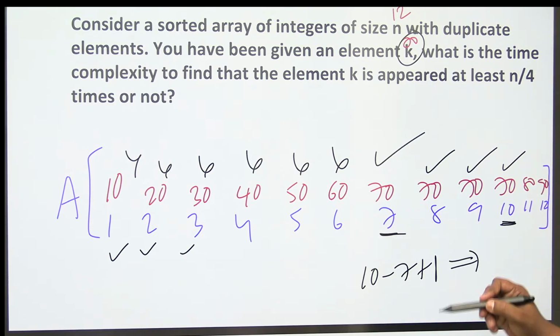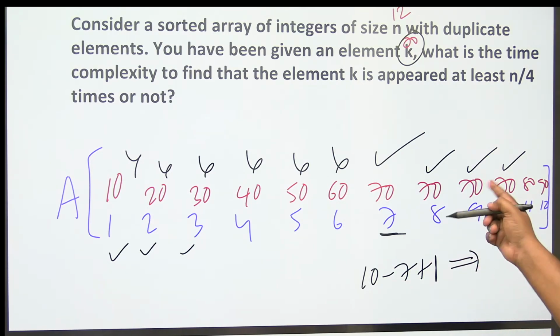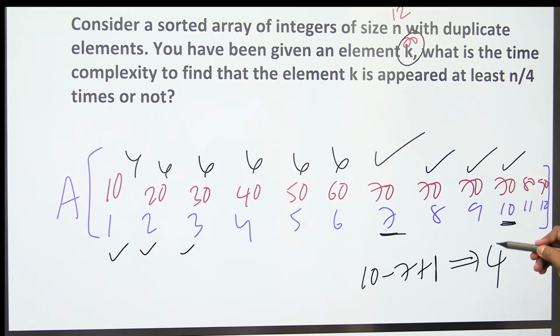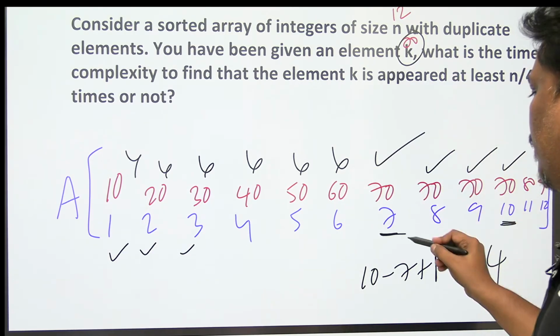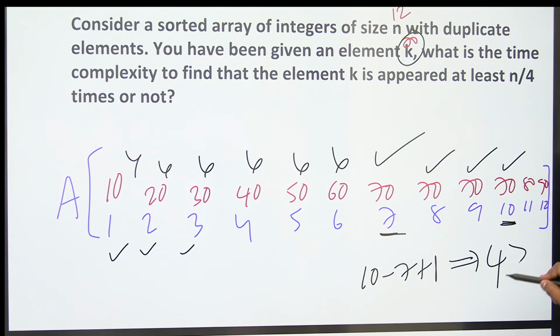Because the array is continuous, there is a formula to find the number of people from 7 to 10: 10 minus 7 plus 1. 10 minus 7 is 3, plus 1 is 4. So there are 4 people who are k. This 4 is greater than 12 by 4. Yes, that is the story.